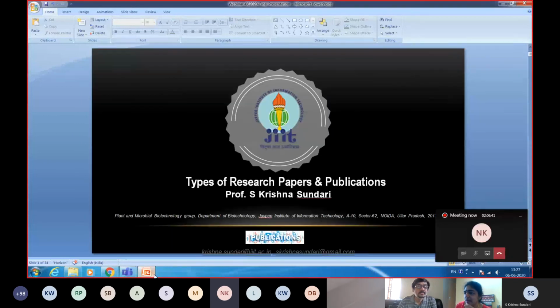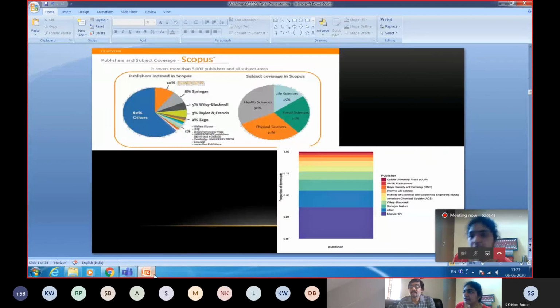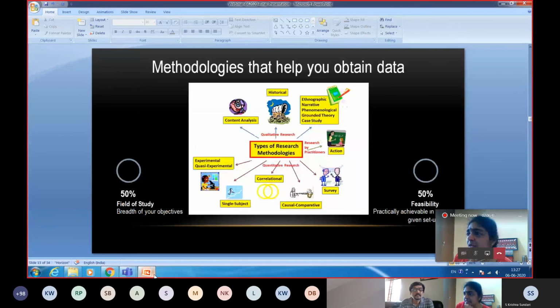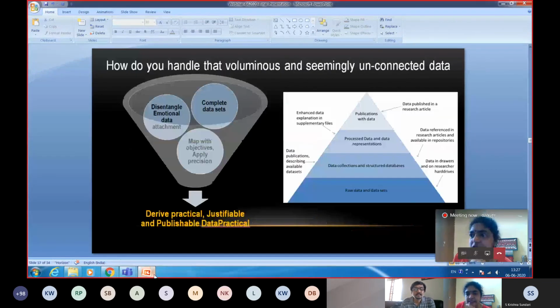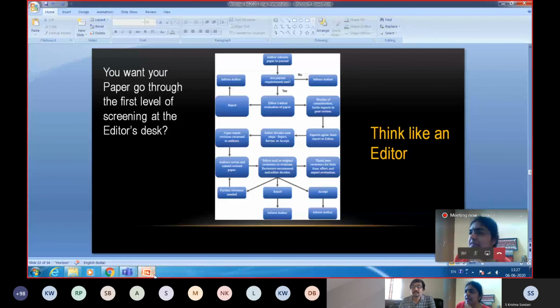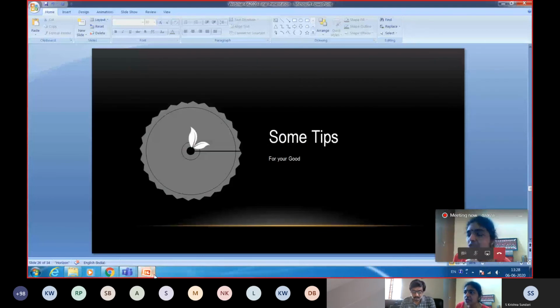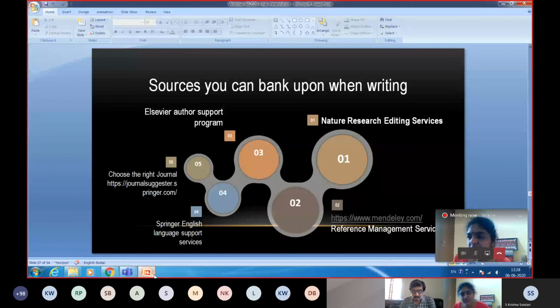Yeah, so I take you back to the slide which I have shown you, the support services. The majority of reputed journals provide English language support. Some of them are paid, some are not. Like I have listed over here, these are sources you can bank upon when writing your paper. There is Springer English Language Support Services, which provides support to the authors. You will have to check whether it is paid or non-paid.